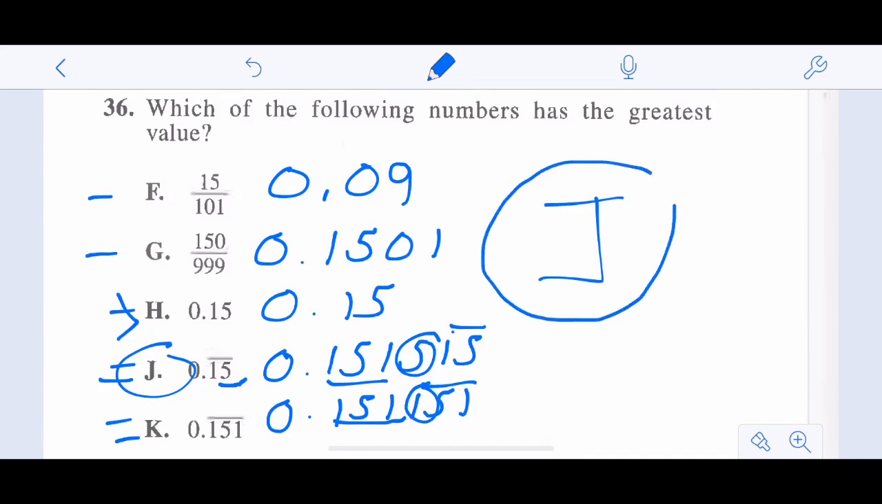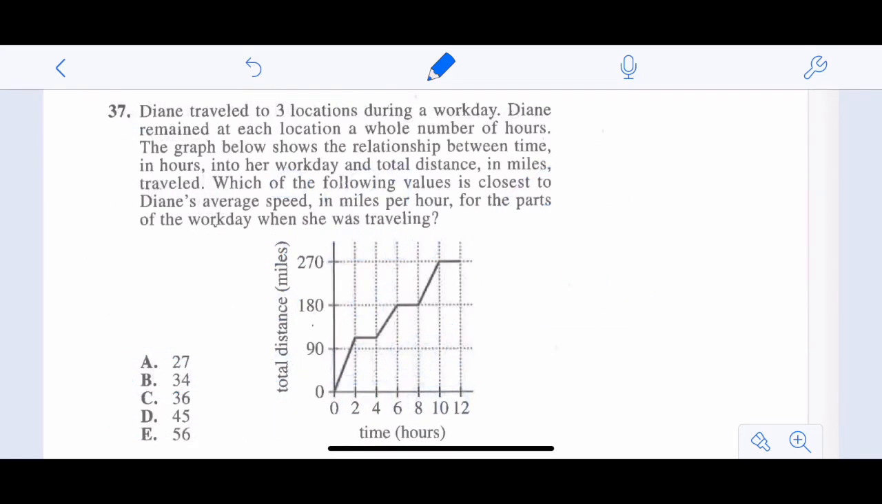If you don't write these out, you might get tripped up by choice K, which is, I think, what ACT is probably expecting you to do, since this is a number 36. 3 locations during a work day. She remained at each location a whole number of hours. The graph below shows the relationship between time, distance, and miles traveled. Which of the following is closest to her speed?